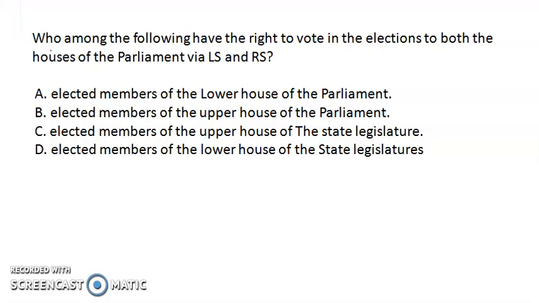Now let's come to the next question on parliamentary system. The next question is, who among the following have the right to vote in the elections to both the houses of the parliament, which are Lok Sabha and Rajya Sabha? It means who of the following have the right to vote in both the houses of the parliament.